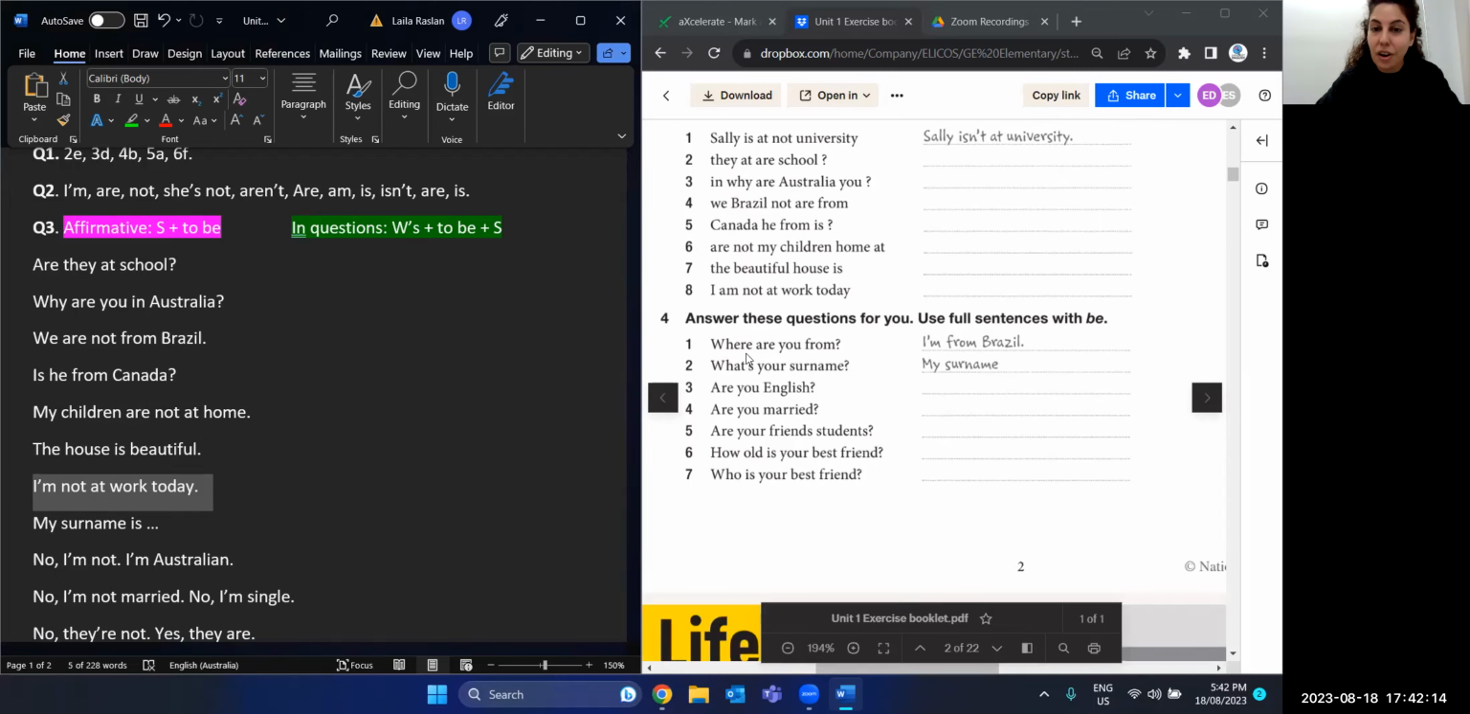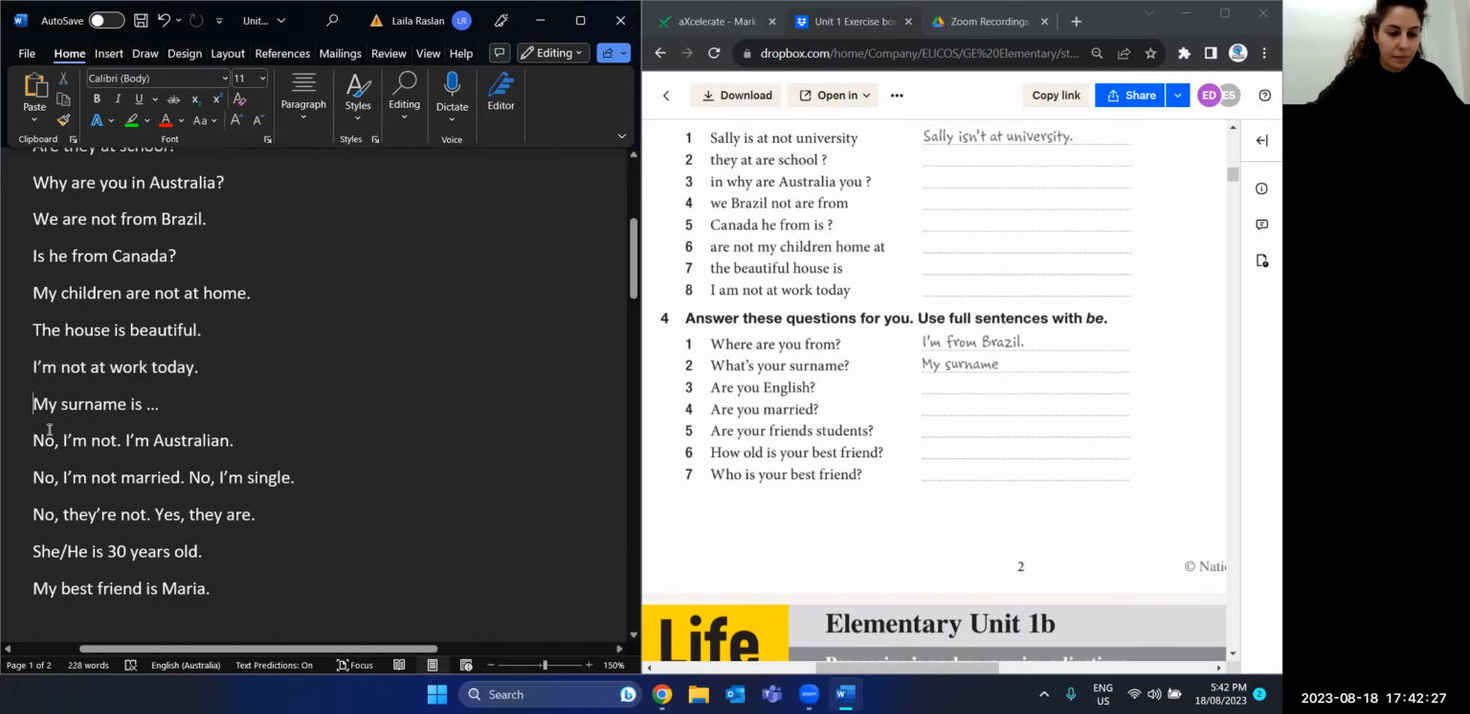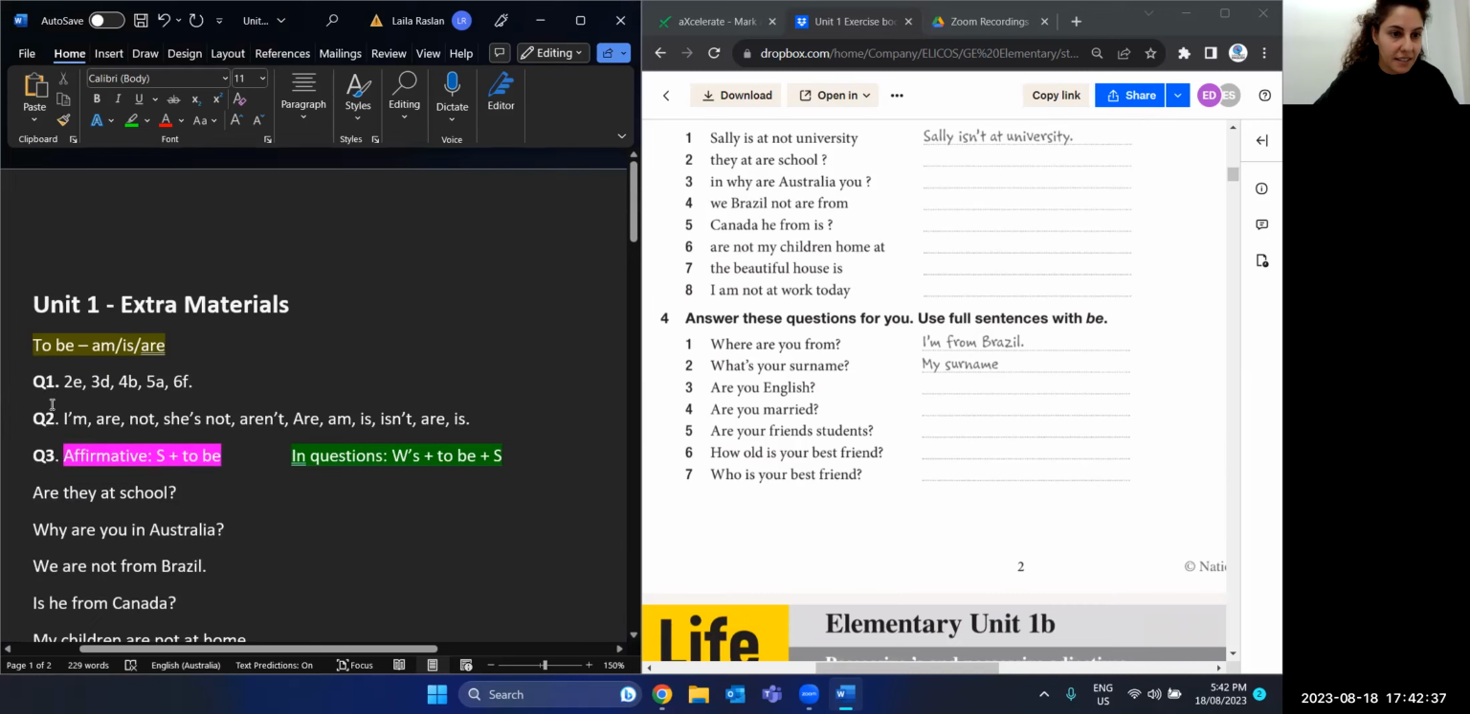Okay, number 4. Where are you from? So we have to give answers. I'm from Brazil. What's your surname? My surname is, and you can write what your surname is. Okay, so you can put my surname is and write whatever answer for you.